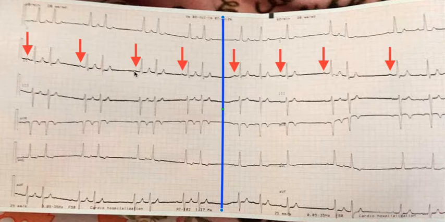Well, all of these complexes over here are originating from AV node. So you can say that these are junctional ectopics. And they have a pattern that is bigeminy. So here in this first part we have junctional bigeminy. And if you see carefully, the PR interval over here is a bit prolonged. So you can tell from this part that this is AV node first degree AV block with junctional ectopics.